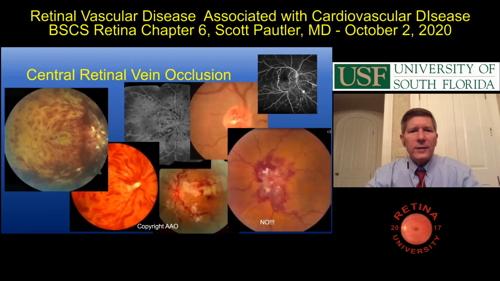So here we have some photographs of central vein occlusion. I wanted to demonstrate the flame hemorrhages that you tend to get in central vein occlusion. You can get cotton wool patches such as this. In the early stages, you don't get exudates. They'll come on in the later phases here.